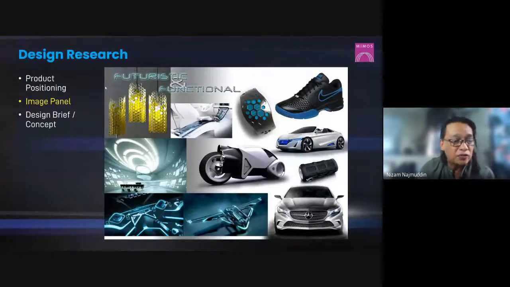Keyword is like this one, for example, futuristic and functional. So we will look at other products that have that influence. Just now, for the product positioning, we used existing designs that are related. So this one is not related. The top one is a lamp, the bottom is an interior design, and somewhere below is from the movie Tron. It can be anything you want the final product to look like. So for this one, it is futuristic and functional.